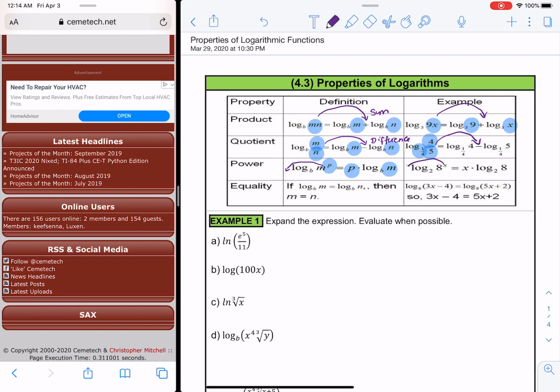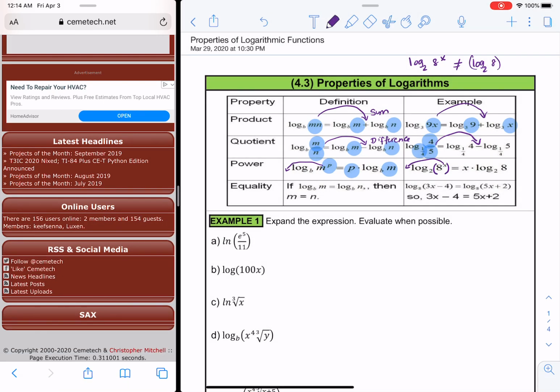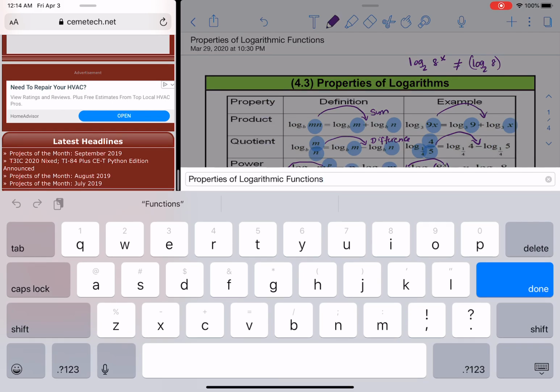same here. And the next one is power rule. The x would come out and we would have x log base 2 of 8. When we use power rule, the entire term has to be inside the logarithm, so it is important that we pay attention to that. What I mean to say is log base 2 of 8 raised to x is not the same as log base 2 of 8 raised to the power of x. So note the difference.